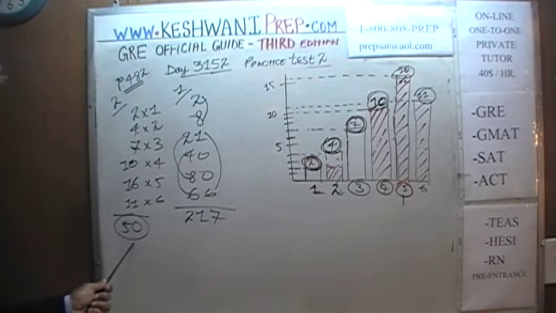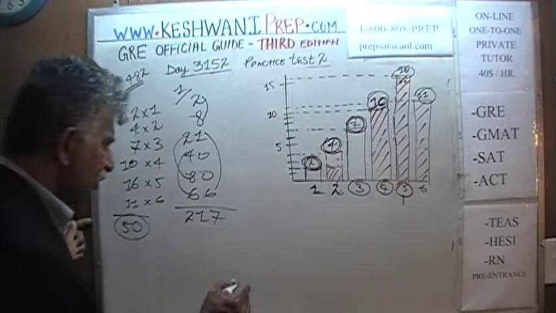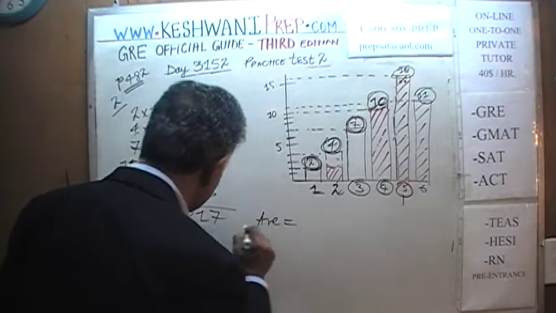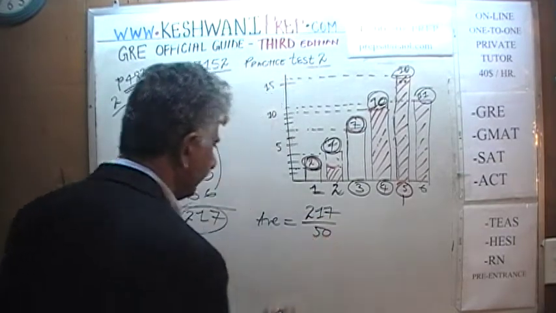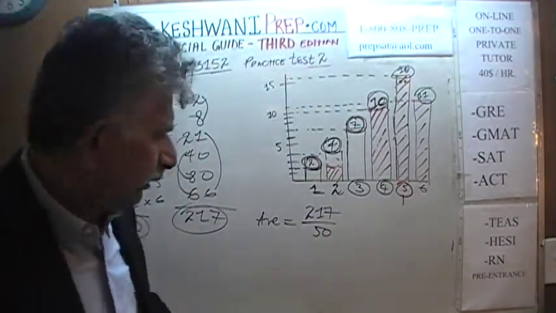Now you understand what I just did was a damn silly thing to do. Why? Because the problem told us there were 50 observations. It was not necessary. So the actual average is exactly 217 divided by 50. And that's what it is, whatever that works out to be.